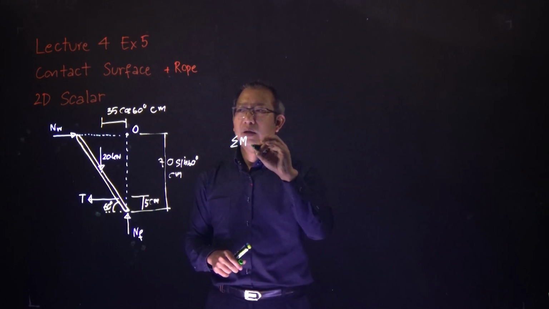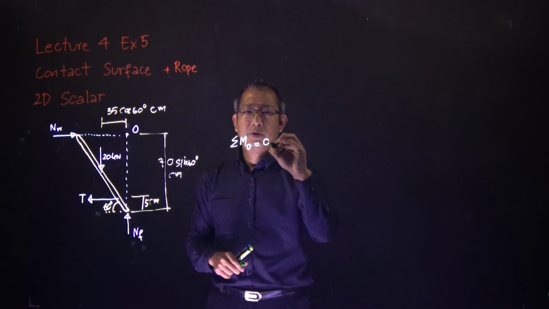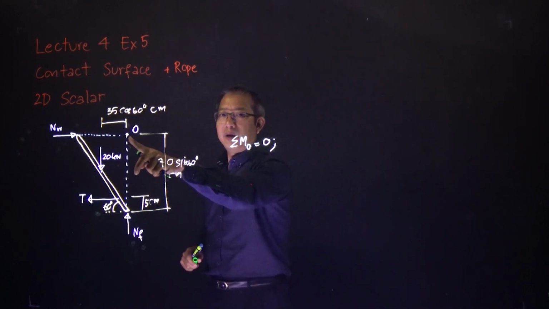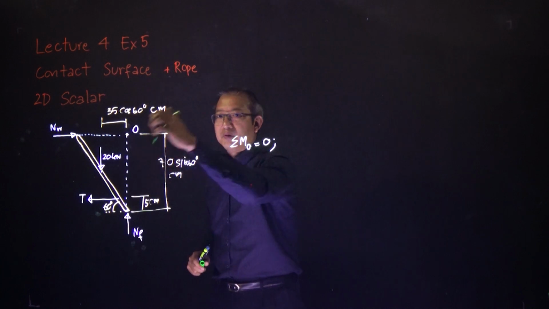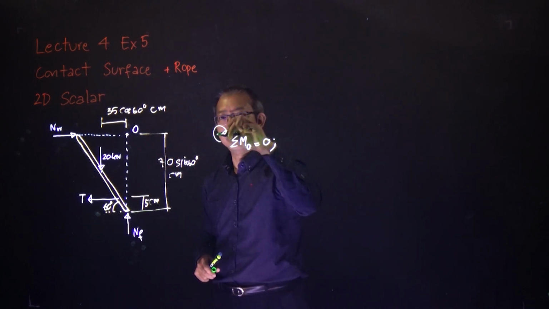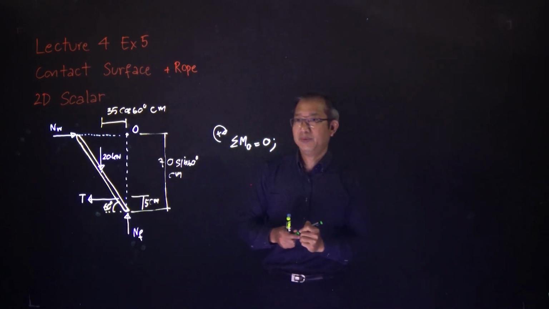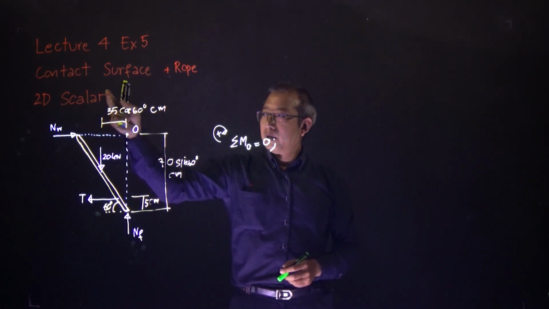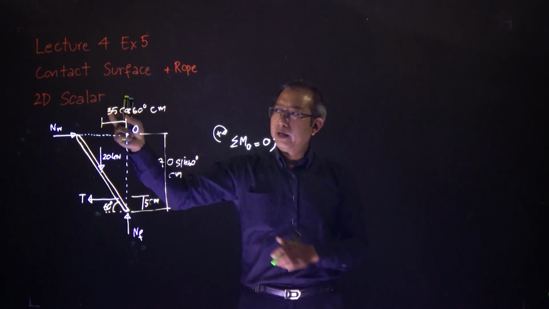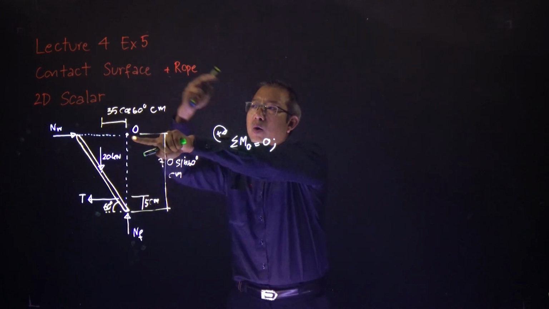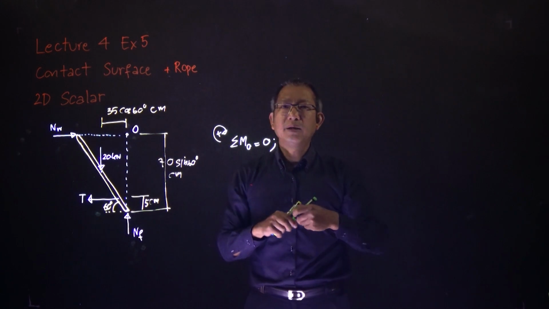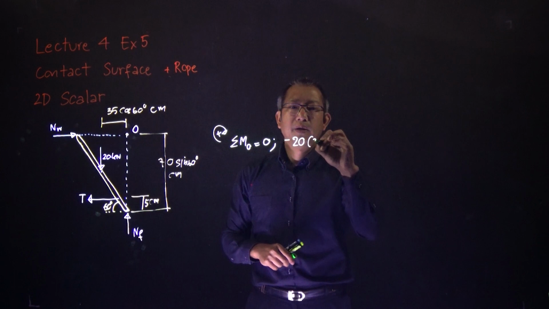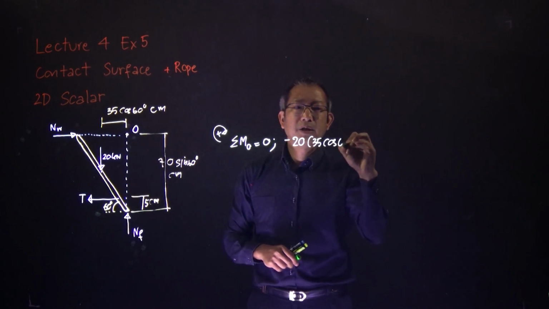Sigma moment about point O is equal to 0, if it's in equilibrium, right? Now, if I take moment here, let's say clockwise positive, according to T, the tension. So, the first one we talk about is the 20. 20 pressed downwards, meaning it rotates anti-clockwise about point O against this one. So, minus 20 times the distance, 35 cosine 60 degrees.